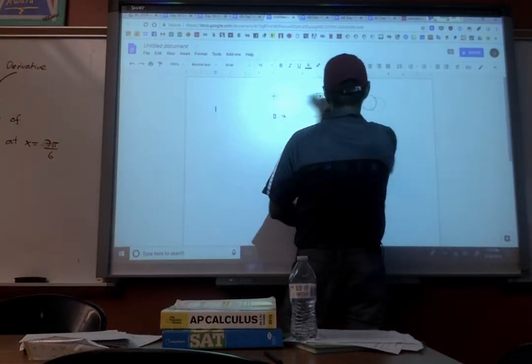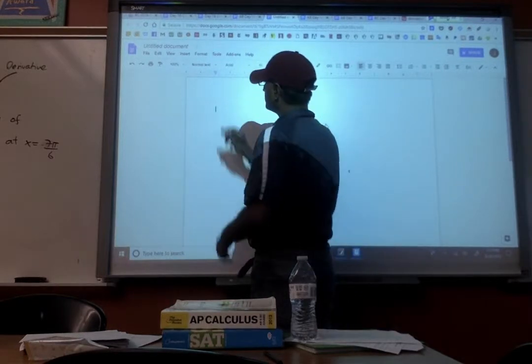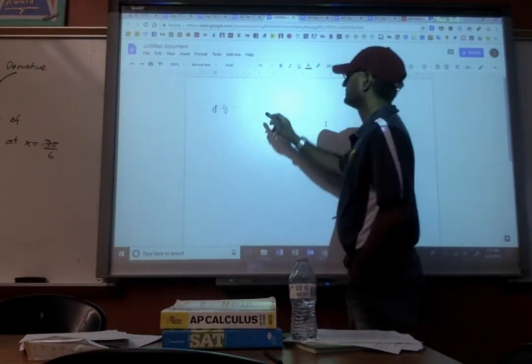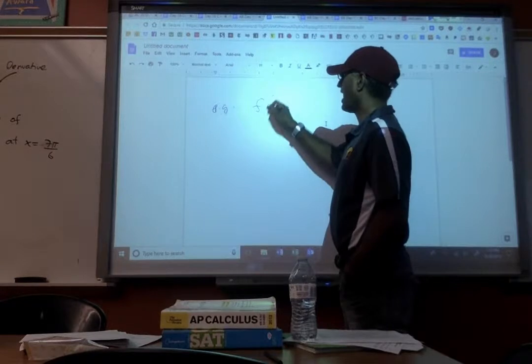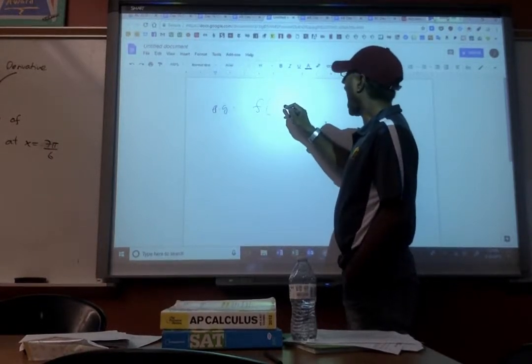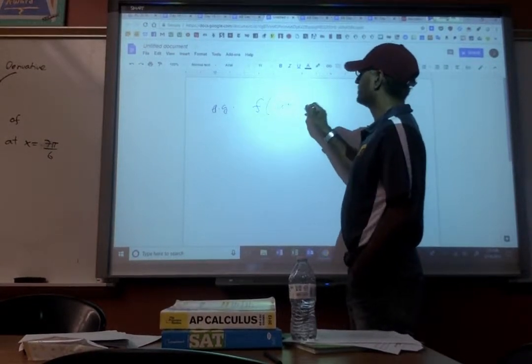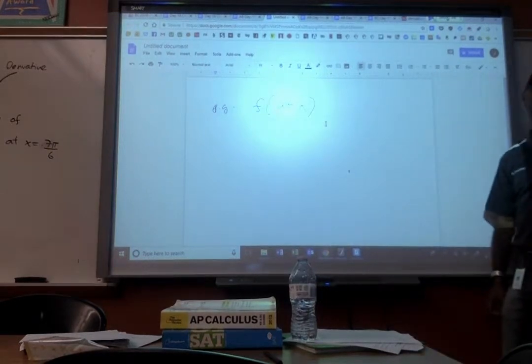Now these are 2 new problems, both are different. Please take them down. For example, say f of, say, cot x. So we learned cot x yesterday. Okay, write down f of cot x.